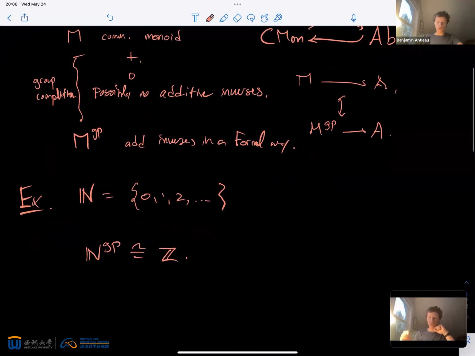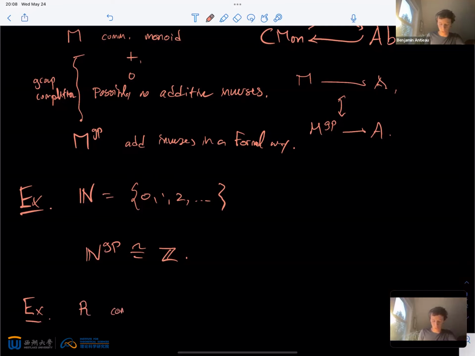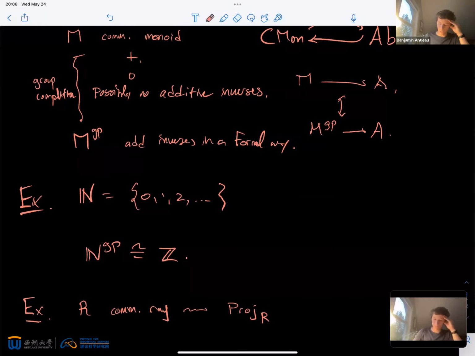So what can you do? Another example is the following construction. Suppose now, for simplicity, R is a commutative ring, associative with one, et cetera. From R, I can cook up the following category: the category of projective R-modules of finite rank. I'll just say FP, finitely presented.